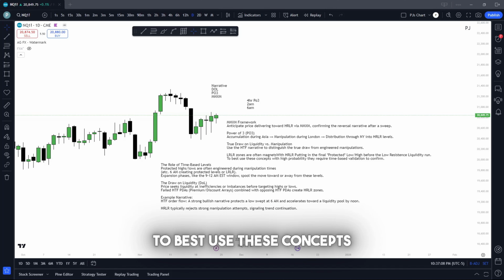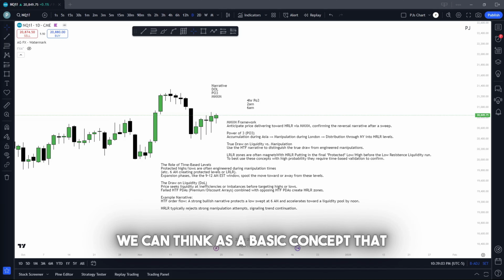To best use these concepts with the most high probability, they require a time-based validation to confirm. Time-based levels have everything to do with inside of engineering manipulation. To best use these times, we understand that 6 a.m. creates levels or low resistance for expansion phases such as 9 to 12. This goes into your sessions, into your days, into your weekly profiles.